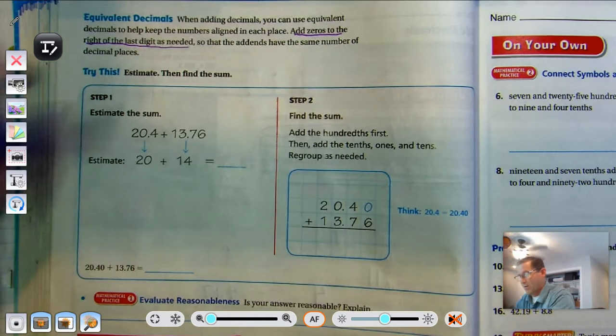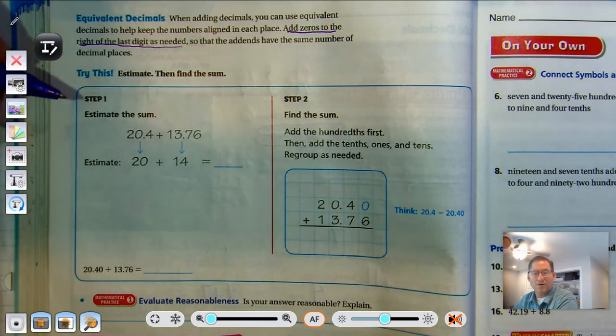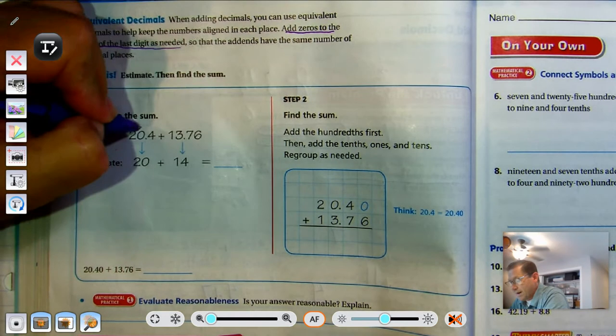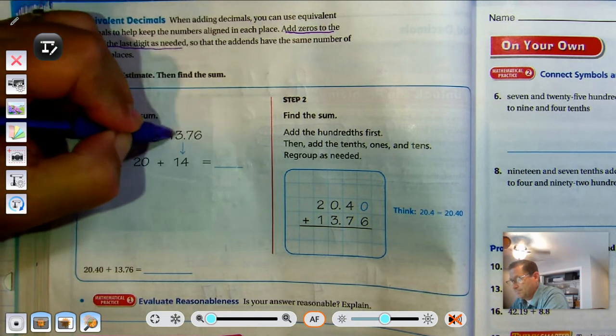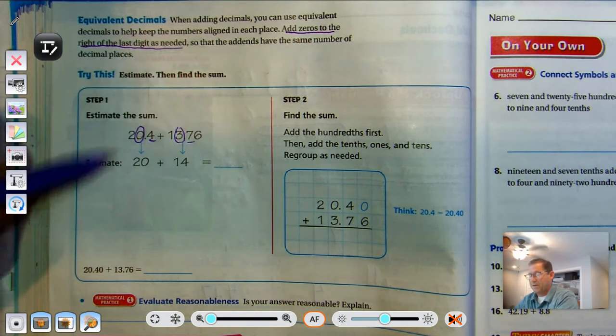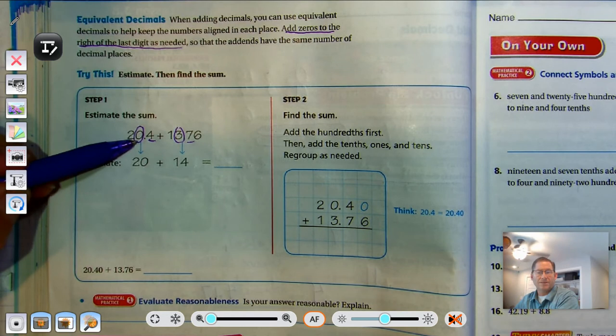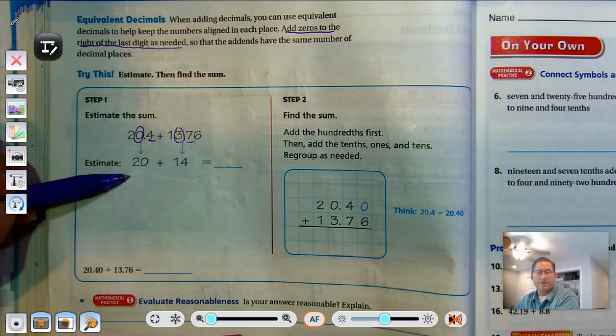Okay. All right, now they do want us to estimate first. So if we're going to round to the nearest whole number, okay, 20.4, we're rounding to the 0. The 4 is less than 5, so keep it 20.